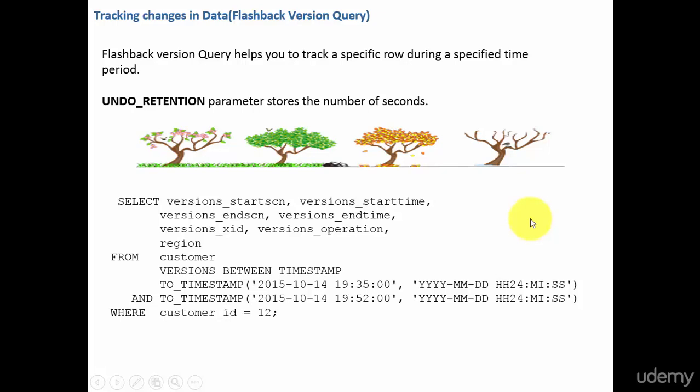In this session, let's see how we can track changes to the data. This can be achieved using the flashback version query. For a given specific row, if you want to track what happened during a specific time period, you can do that. The undo retention parameter plays a major role. It holds the number of seconds the database will be tracking your changes.